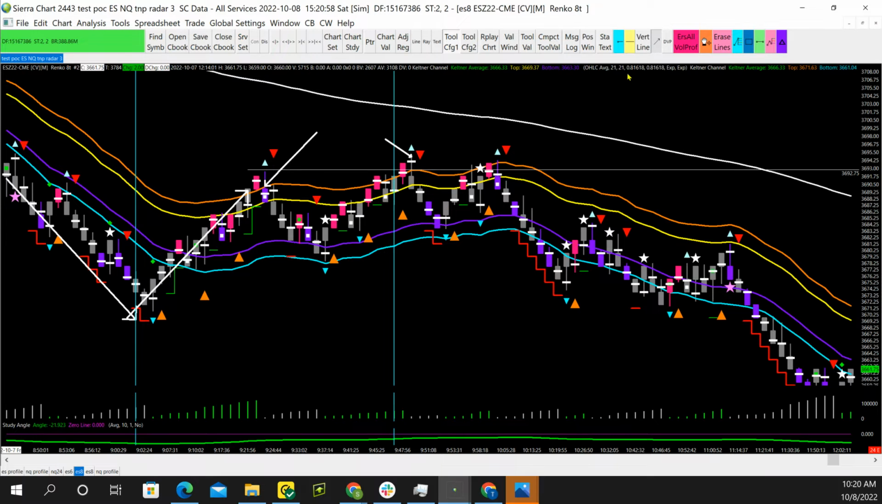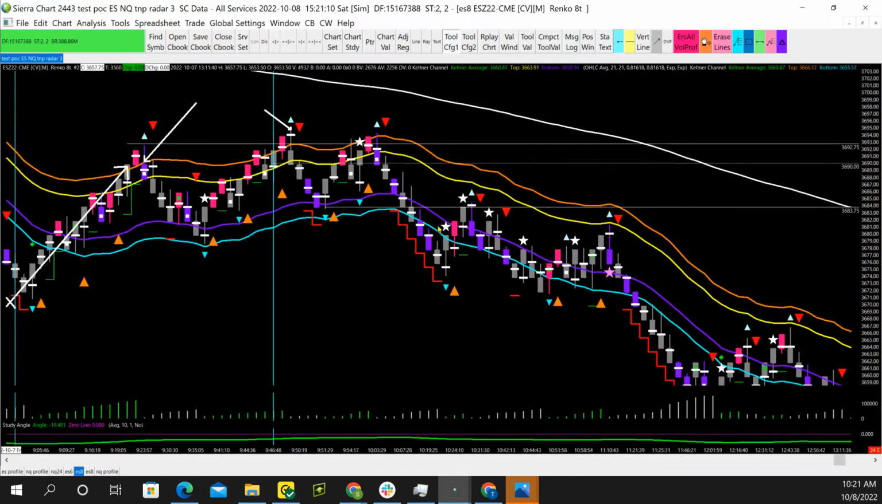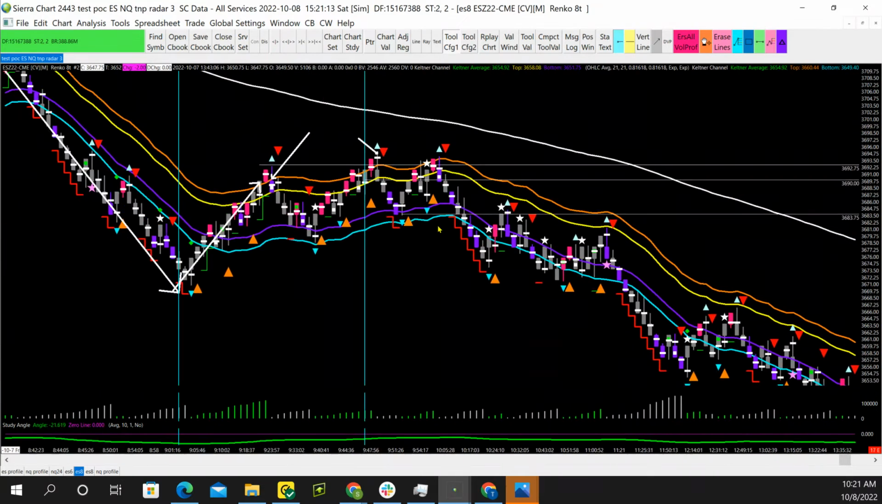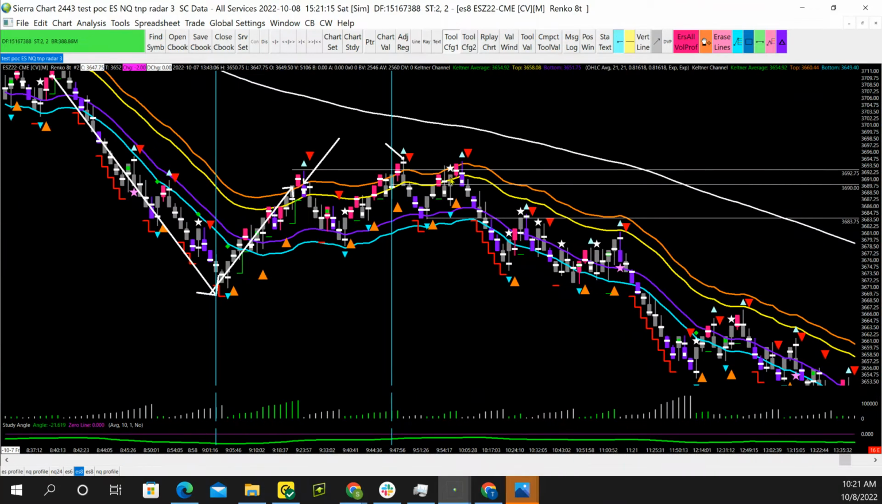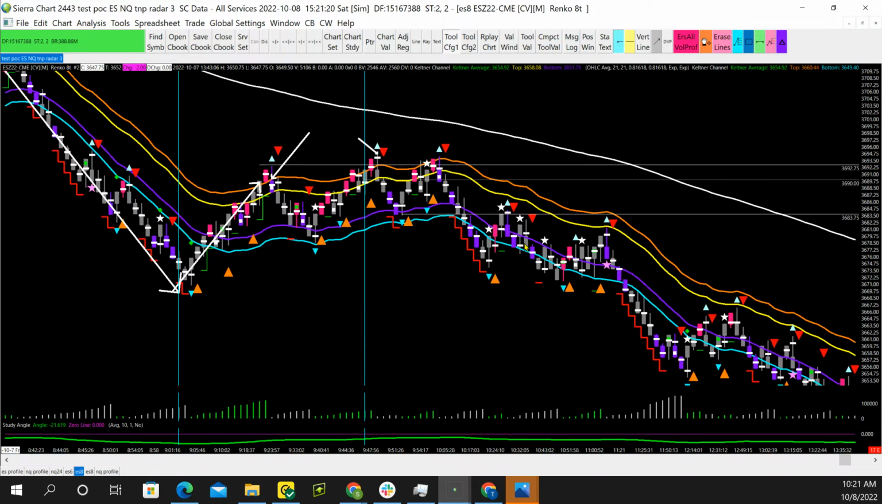Your original entry would have been right here, 36.90 roughly. And on the initial push down, it extended down to 36.83. And obviously, it rolled over quite hard to the downside. So we're going to keep going with this idea. This was not a trap. None of this was a trap. That was trap one, and it worked out just fine.